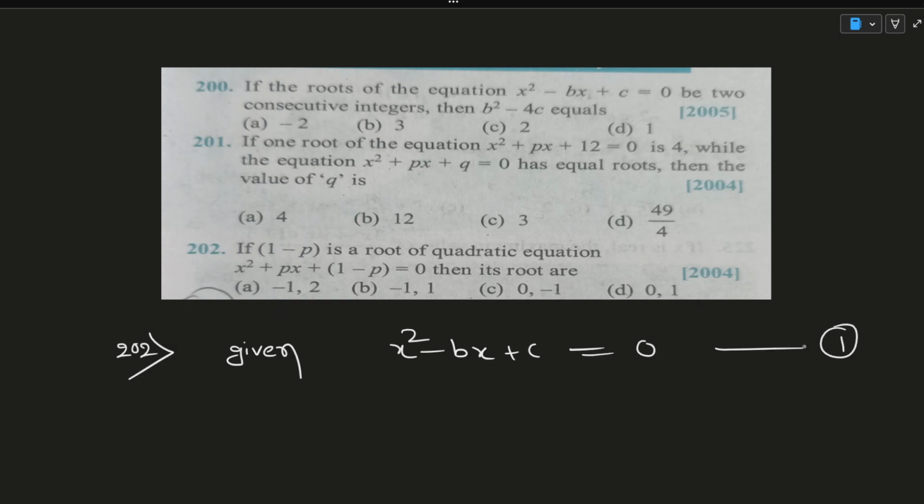Question 200. So here we'll solve another question, the 200 number question. Here also we are given one quadratic equation, that is x square minus bx plus c equal to 0, and the roots are two consecutive integers.